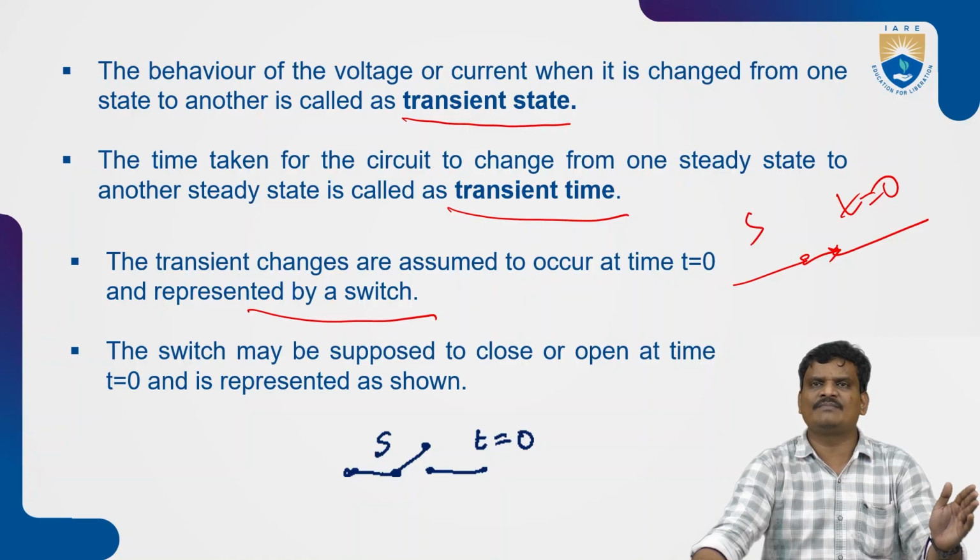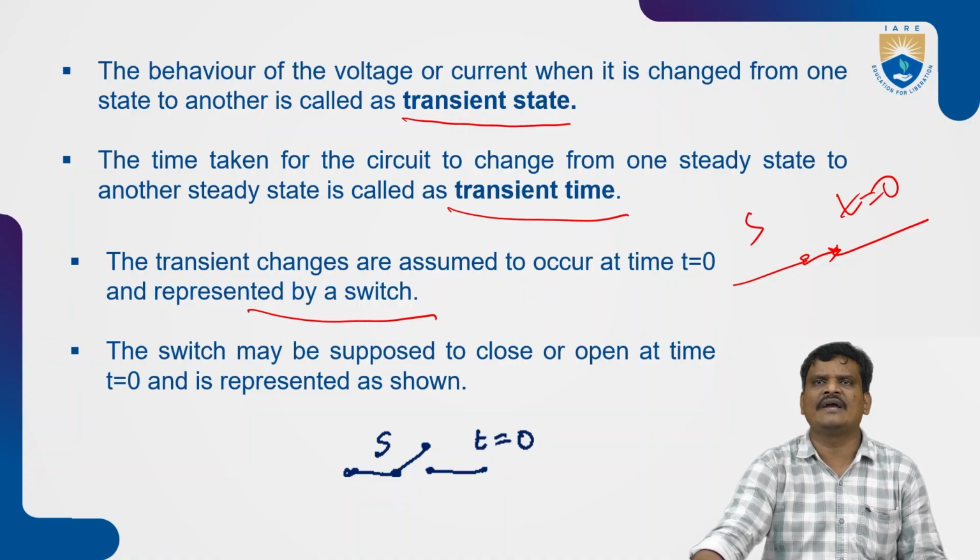So whenever there is a presence of a switch in a particular circuit, you can blindly say that it is a transient circuit, and you need to calculate the transient response of the given circuit.